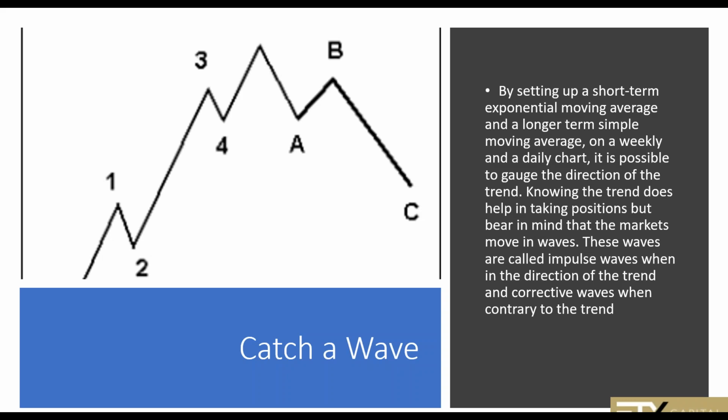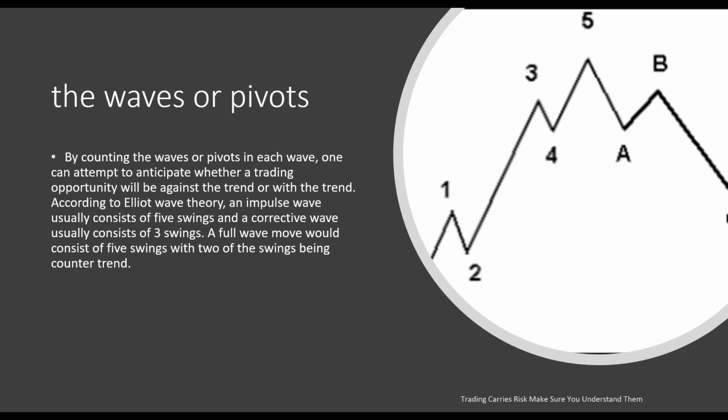Now, another part of understanding a trend is, like when I built it for you and you saw the push up, the push down, understanding waves or cycles. So knowing the trend does help in taking a position, but bear in mind that the markets move in waves. These waves are called impulse waves when in the direction of a trend, and corrective waves when contrary to a trend. By counting the waves or pivots in each wave, one can attempt to anticipate whether a trading opportunity will be against the trend or with the trend.